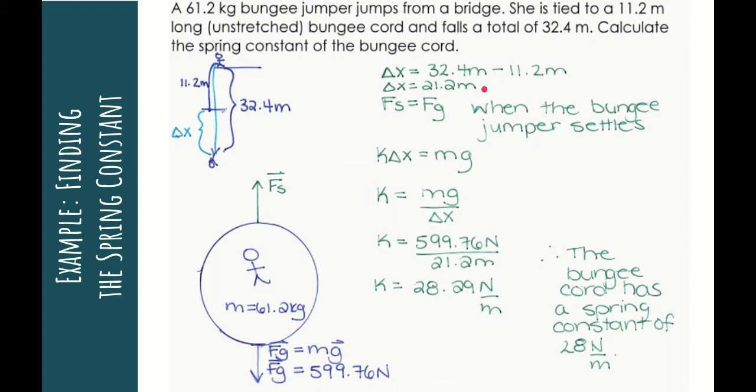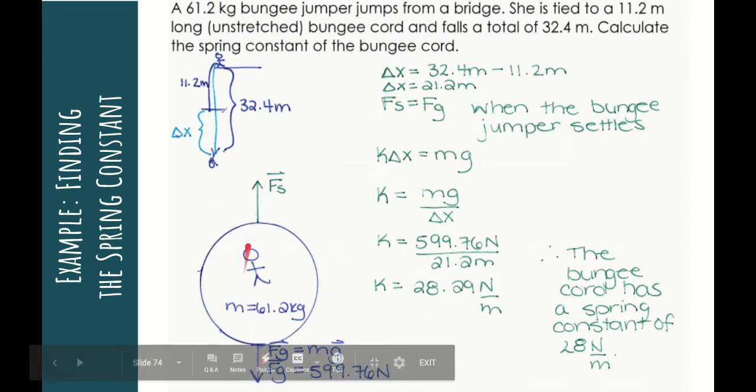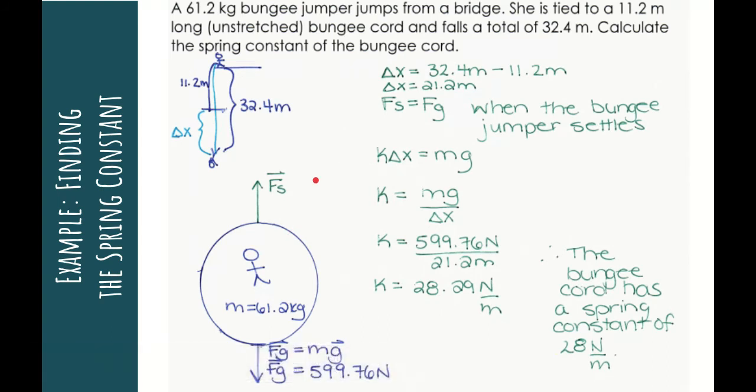We are now going to have to figure out the force of this person on that bungee cord. We know her mass, so we're going to figure out our force of gravity. The force of gravity is going to be her mass times the acceleration of gravity, which is 9.8. So we get that the force applied by the person on the bungee cord is 599.76 newtons.